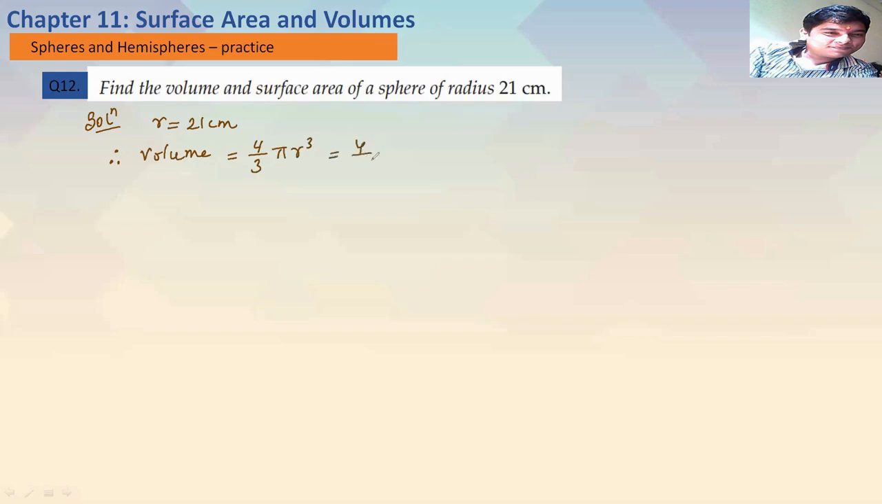So volume will be 88 into 21 times 21. Yeah, that's absolutely correct. Wonderful, wonderful. Surface area was 4 pi r square, right? Yes, okay.